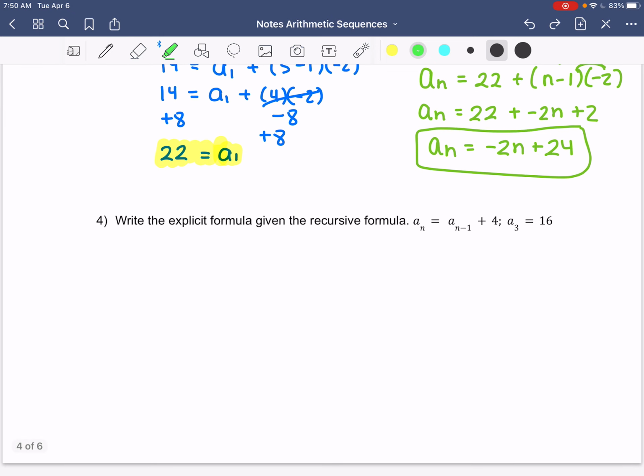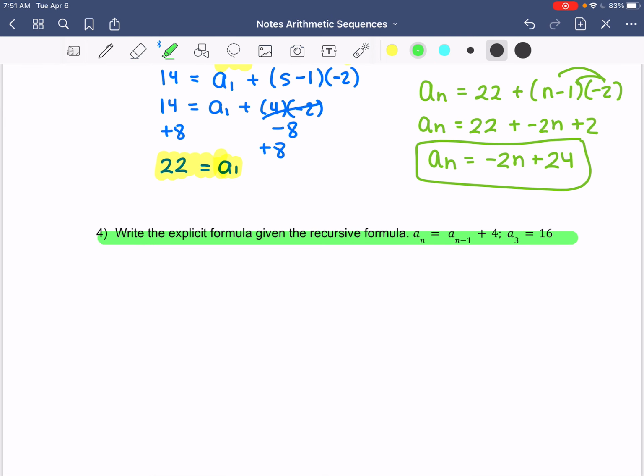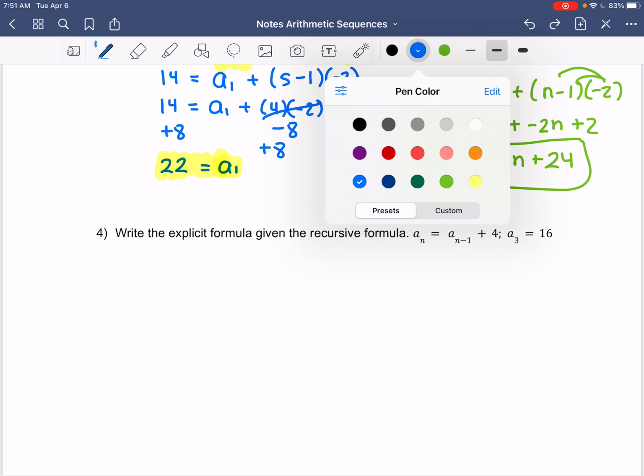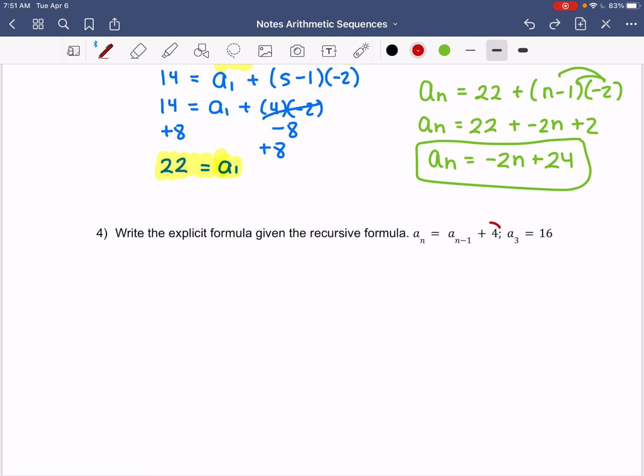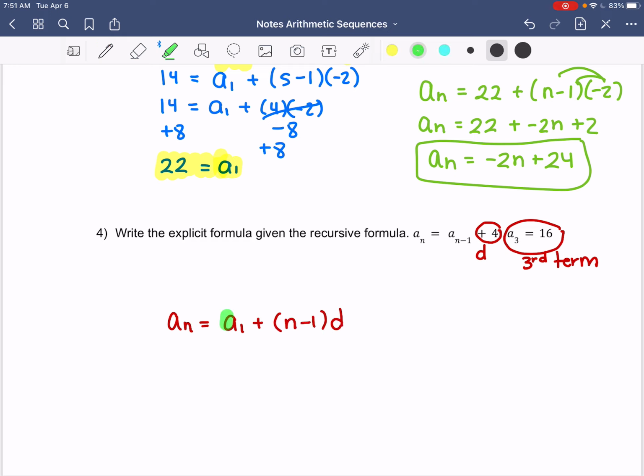All right, now last example, write the explicit formula given the recursive formula, a sub n equals a sub n minus 1 plus 4, a sub 3 equals 16. So what they've given to us is the common difference, that the d is 4, that means the pattern is add 4, add 4, add 4, add 4. And then they gave me that a sub 3, that means the third term is 16. Right? Well, in order to write our formula, we need to know the first term. This is what we need to be able to write the explicit formula. We need to know two things. We need to know a sub 1 and d, and that's how we can write the explicit formula.